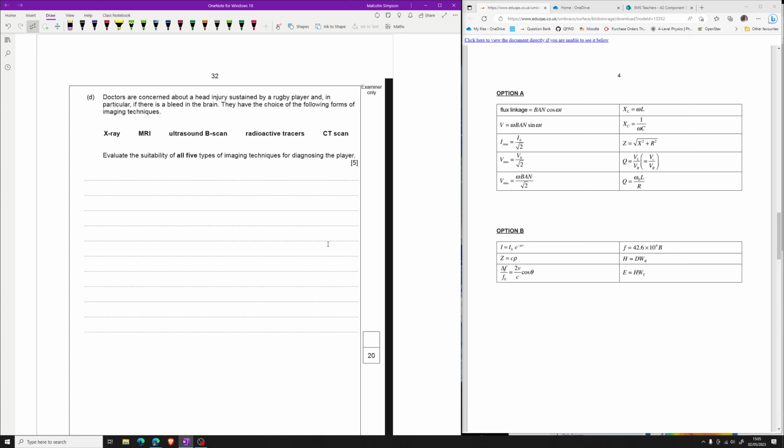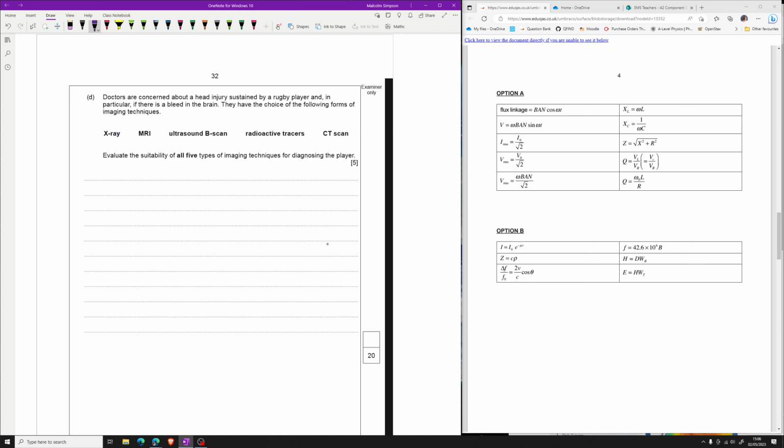All right, doctors concerned about a head injury. They have a choice of the following. Okay, so this is a big question. Look, 5 marks. Choice of the following forms. Evaluate the suitability of all 5 types. All right, so 5 marks, 5 types, 1 mark for each. Is that what we're going for? Let's see how good my memory is.